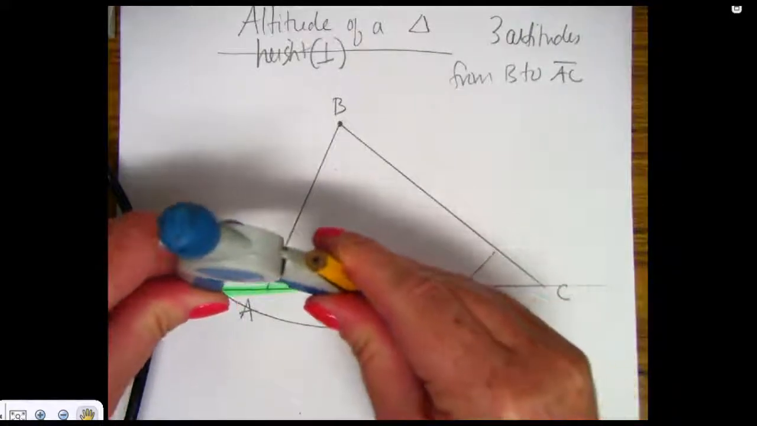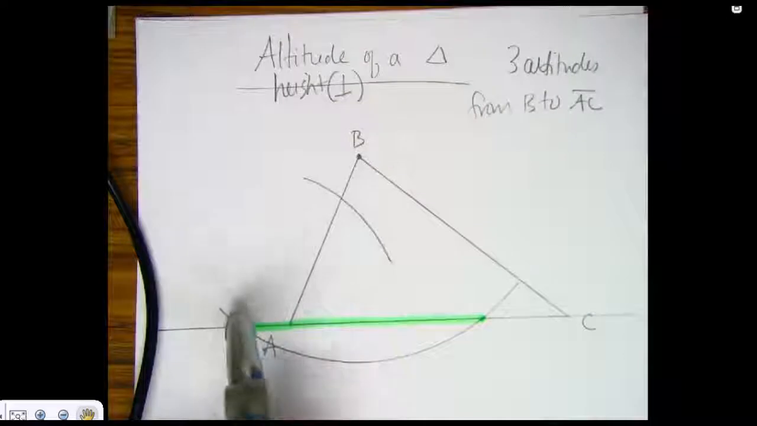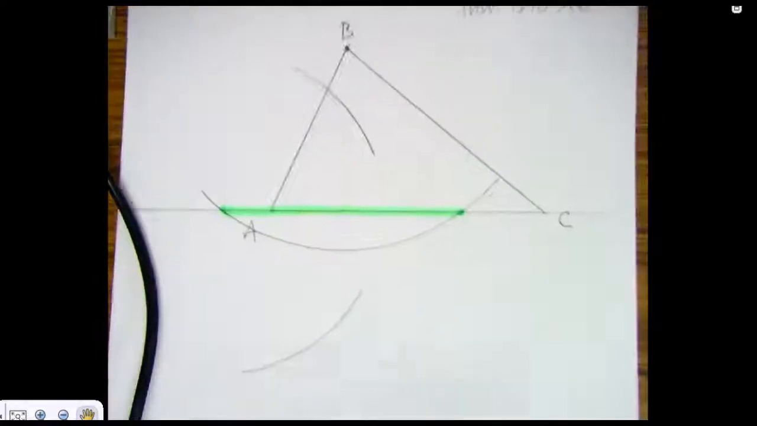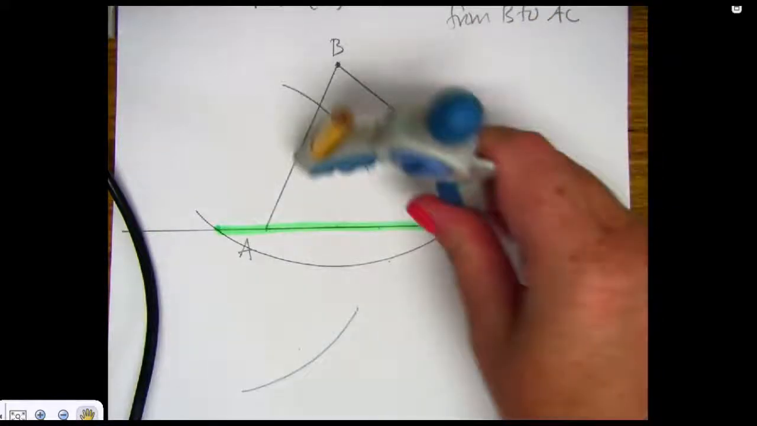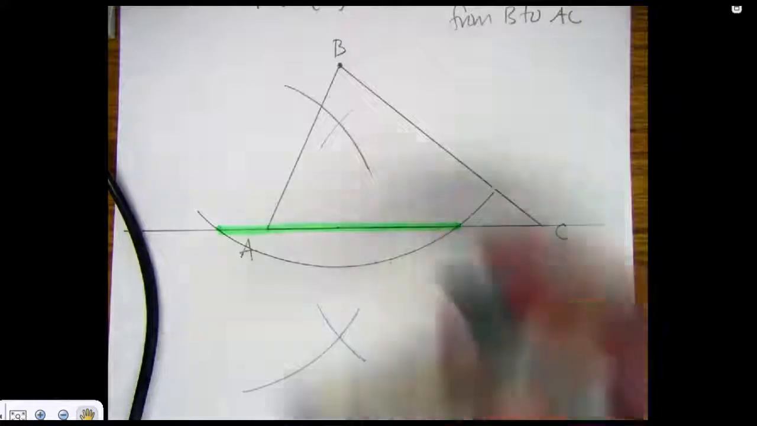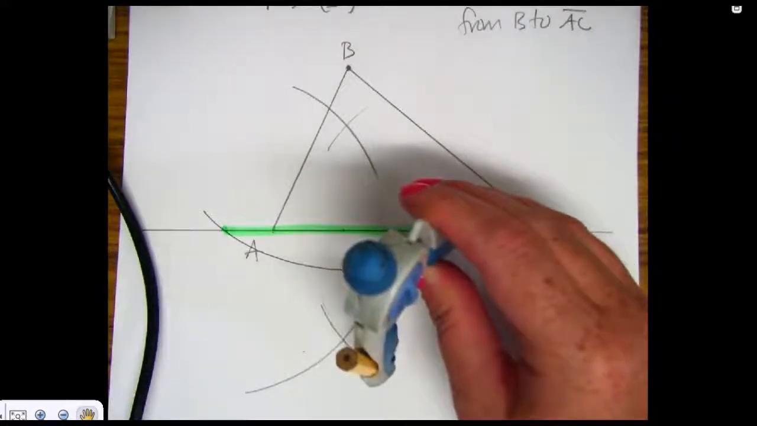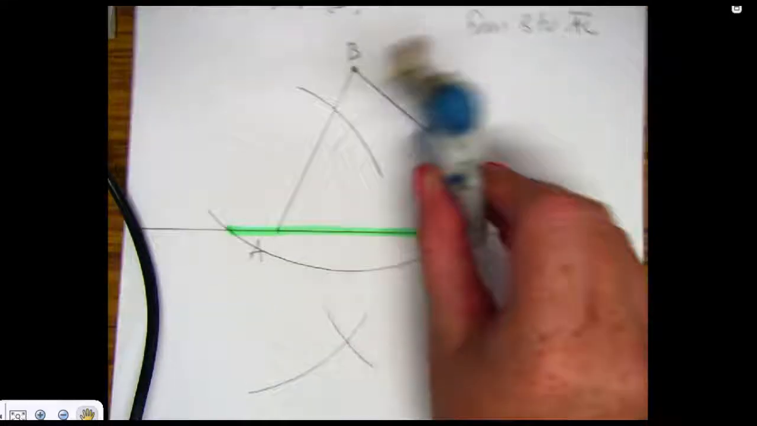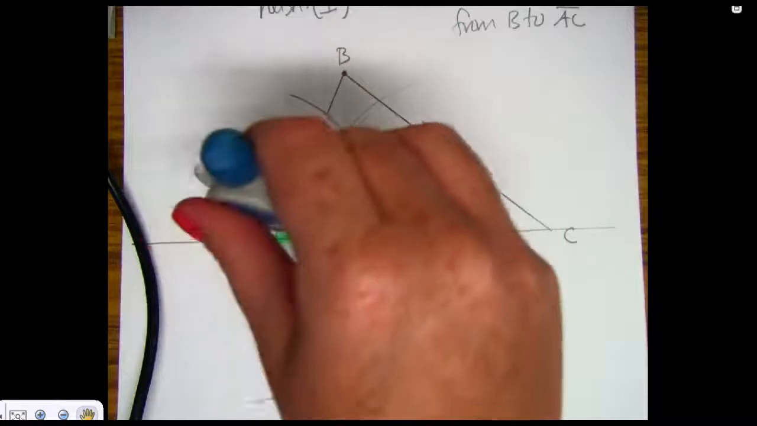So I'm opening it up a little more than halfway. Arc above, arc below. Arc above the line, arc below the line. I go from the other point of intersection and I do the same measurement. So arc above, arc below. And again, if you want to draw full circles, you can. You could draw a full circle around this one.